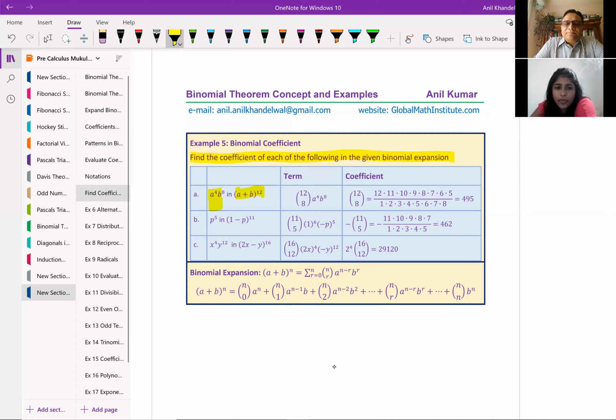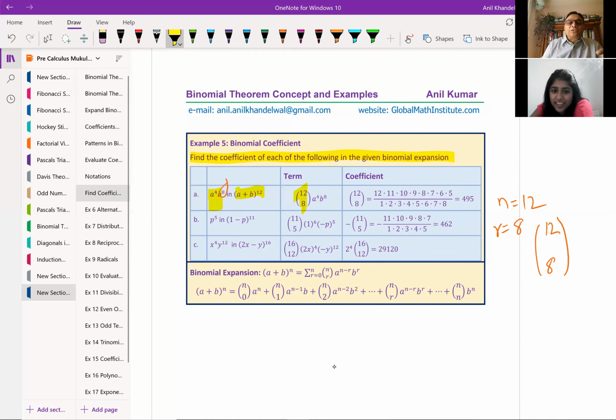So n equals 12. If we're doing it in the nCr format, we would have 12, and then we would have to choose, looking at the formula below, we would have to find b. The number of b would be r. r is the exponent of b. So remember, r is the exponent of b, the second term, and then you get 12 choose 8 as your coefficient. Do you see how simple it is now?